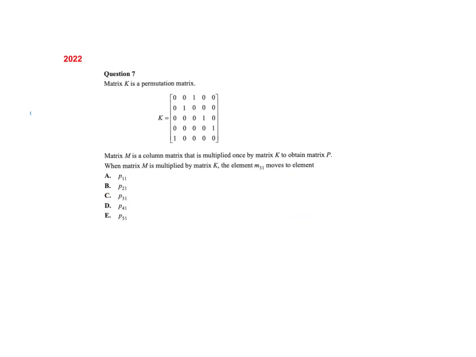Matrix K is a permutation. All right, there's K, sorry. Okay. Matrix M is a column matrix that is multiplied once by matrix K to obtain P. That's a bit nasty because normally they call the permutations P. That's probably why I was going off on the wrong agenda there.